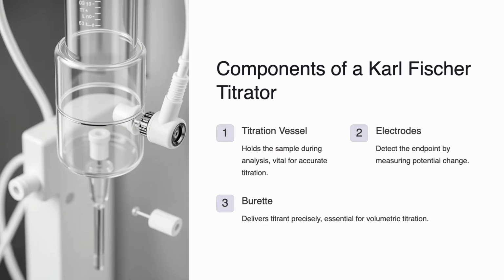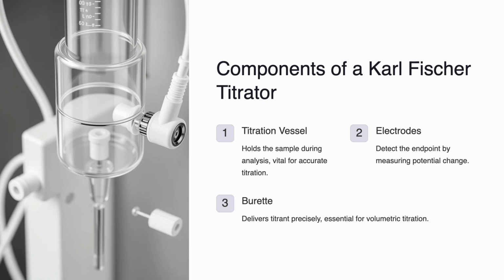Then the components of Karl Fischer titration. It consists of the titration vessel, electrodes, and burette. The titration cell is where the reaction between iodine and water occurs. It is filled with the appropriate reagents and fitted with the electrode that detects the endpoint of the reaction. Coming next to the electrodes, in coulometric titration the titrator generates iodine in the cell through electrochemical processes. The amount of current passed through the electrode determines the amount of iodine generated.